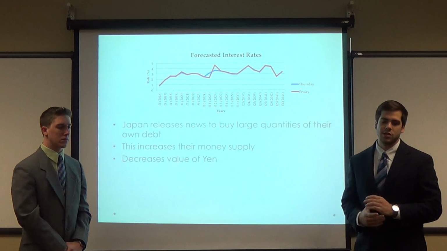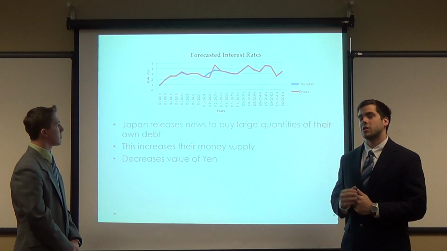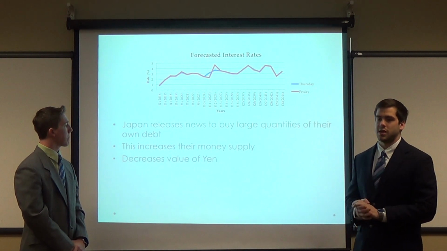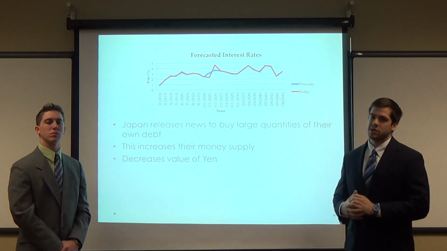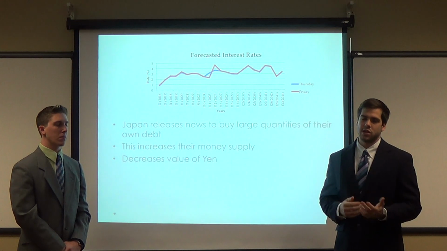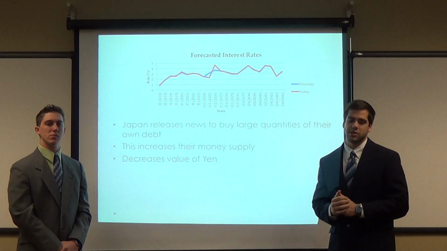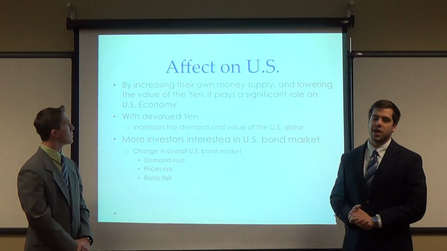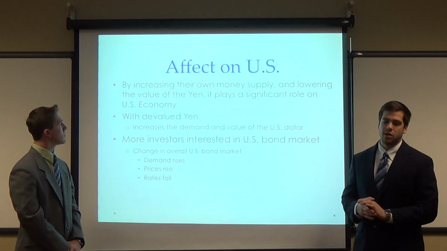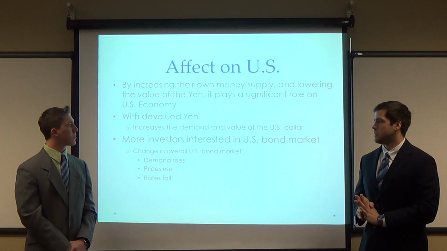On Friday, Japan released news that they're going to start to buy large quantities of their own debt. This will increase their money supply and ultimately decrease the value of the yen. With the value of the yen decreasing, this plays an important role on the U.S. economy, and this causes a greater demand for United States dollars, and also the value of the dollar will rise.